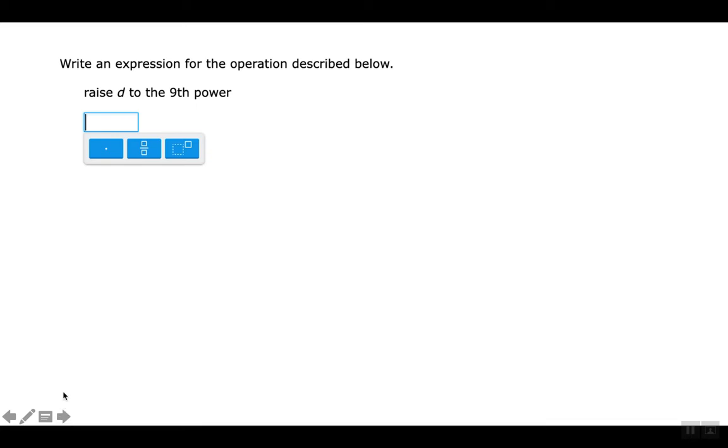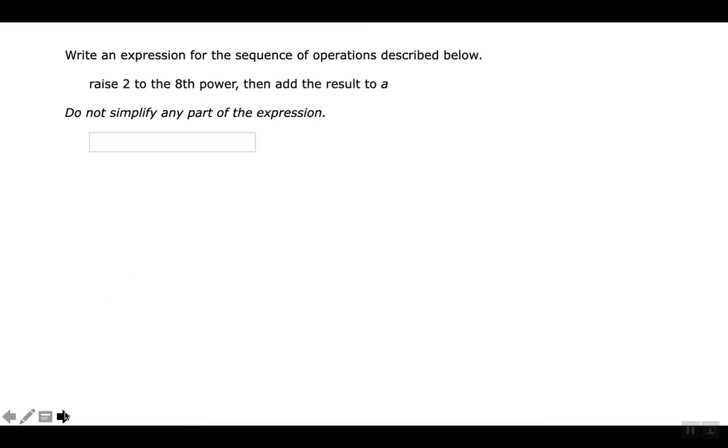All right, raise d to the... That's exactly what I just did. Let me skip that one because I'm in a hurry. All right, look at this one. Raise 2 to the 8th power, then add the result to a. Do a la 8, do a un exponente de 8, y le tenemos que sumar a al resultado. So you would write it like this. 2 to the 8th power plus a. That would be the answer.